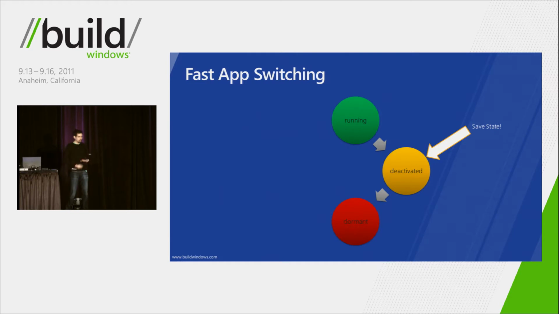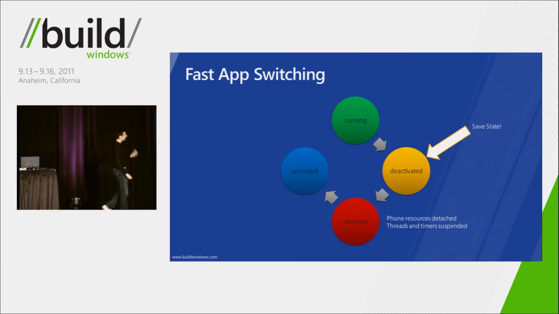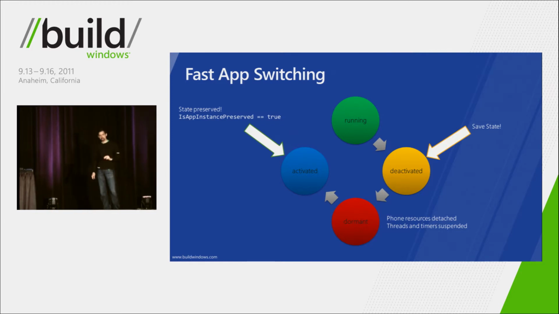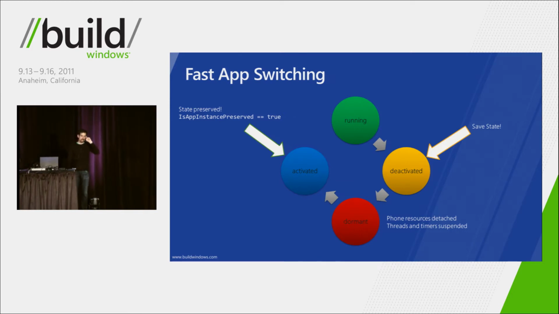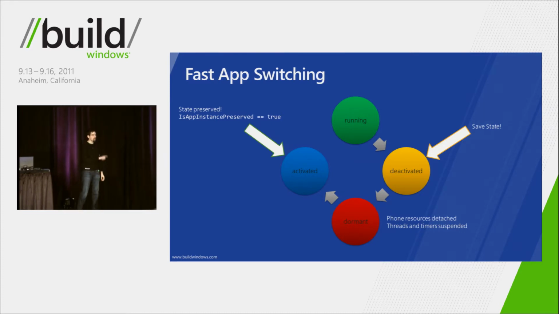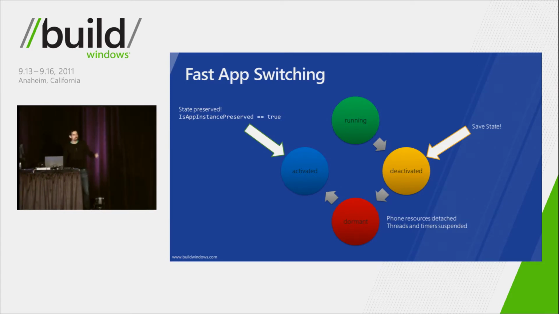Until the user goes back to it, it's not doing anything. The application's phone resources have been detached and all threads and timers are suspended. You don't have to do anything at this stage. You're just waiting for the player to come back. Now, in Mango, when they come back, the operating system, if it hasn't been required to release the resources, keeps them around. As an app developer, you're going to be looking for a flag called isAppInstancePreserved. And in Mango, this flag can be true. And if it's true, you can assume that all the resources that your game was holding prior to deactivation are still there. Your level files, your graphics, your sounds, your data, all of that is still there.